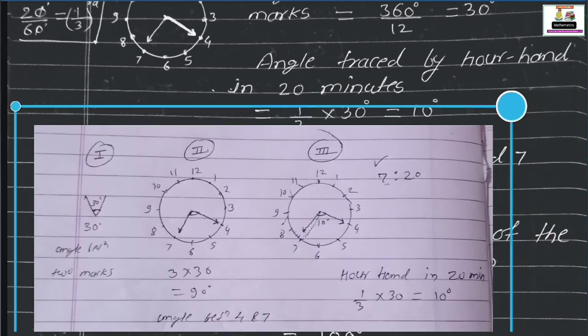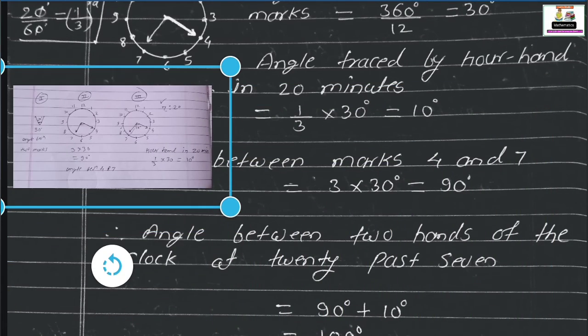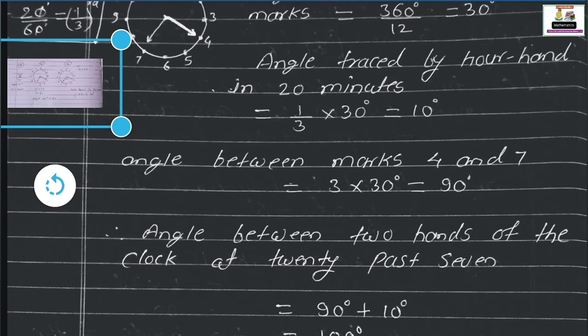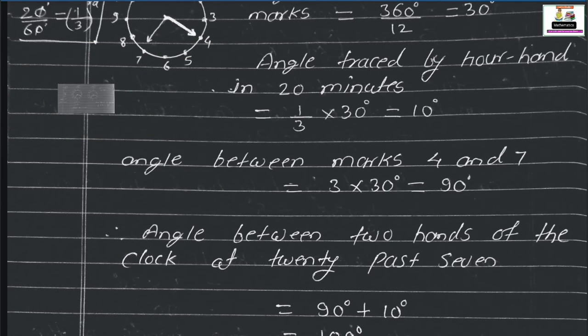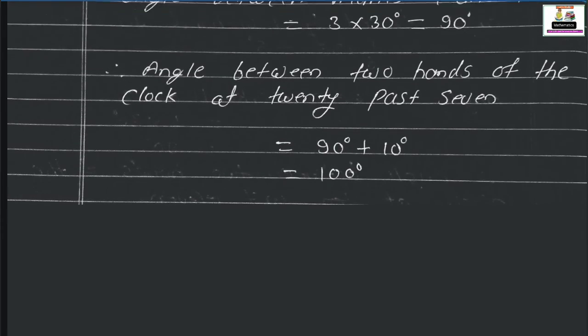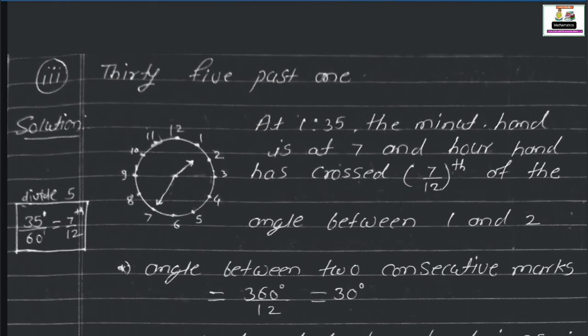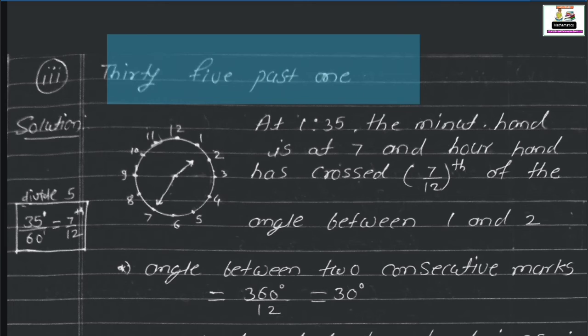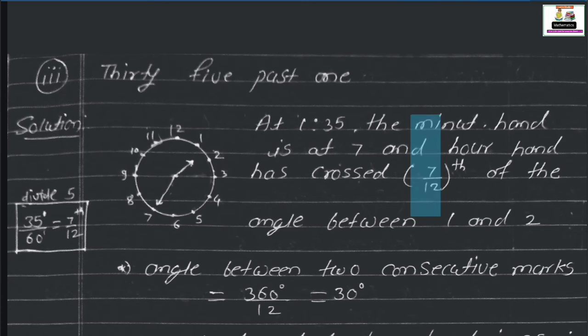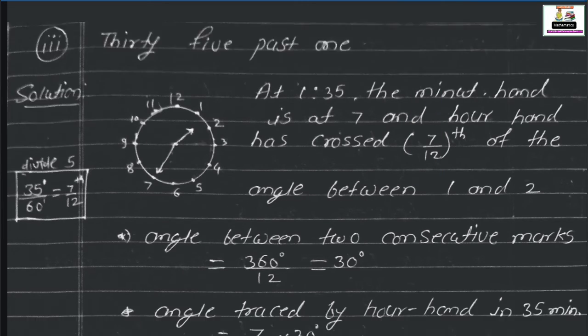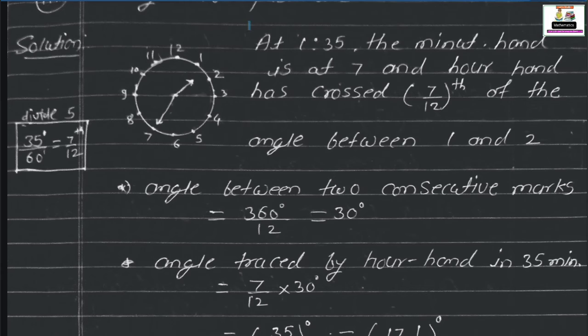This is 10 degrees, meaning by adding these two angles we get 100 degrees. Next, 35 past 1. Here is the solution. At 1:35 the minute hand is at 7.